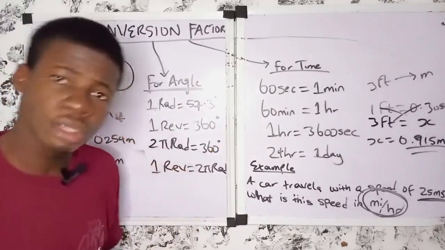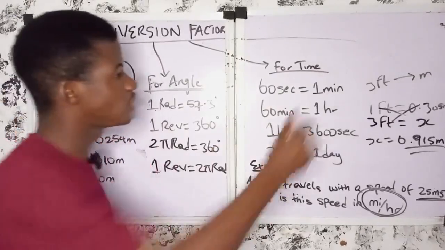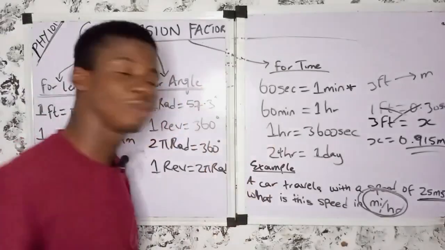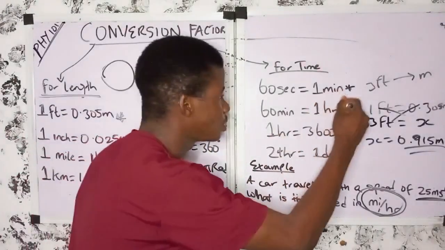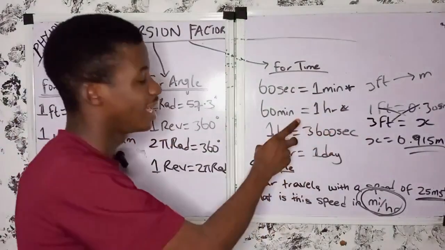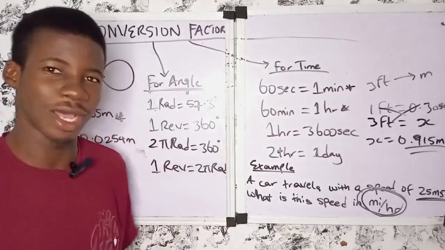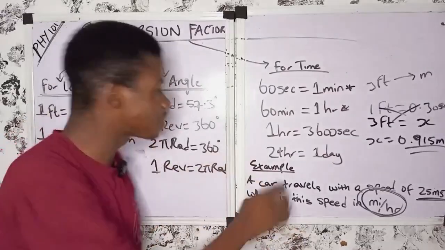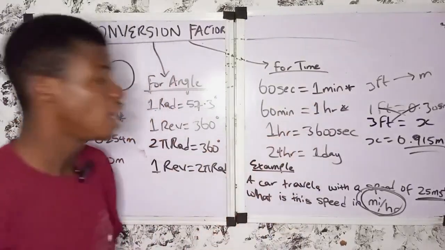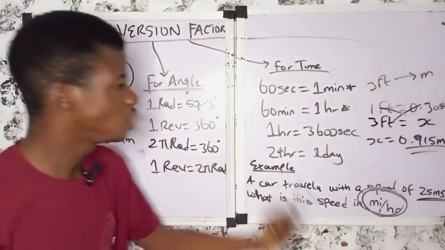Now, for example, they tell you to convert from minutes to seconds or from seconds to minutes. Use this first relation, okay? If they tell you to convert from minute to hour or hour to minutes, use this second relation. If they tell you to convert from seconds to hour or hour to seconds, use this third relation. But if they tell you to convert from day to hour or hour to day, use this last relation.